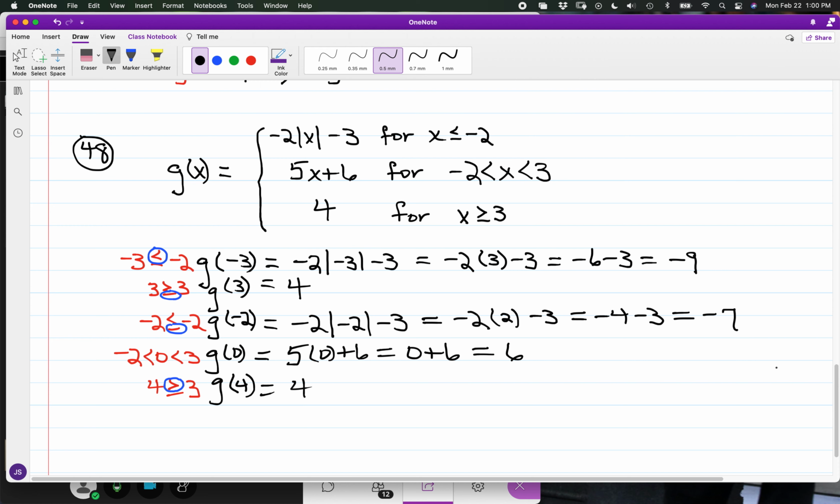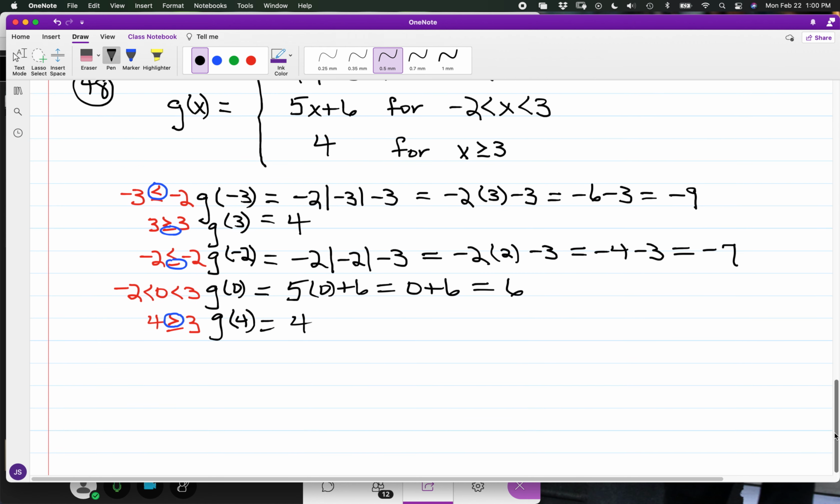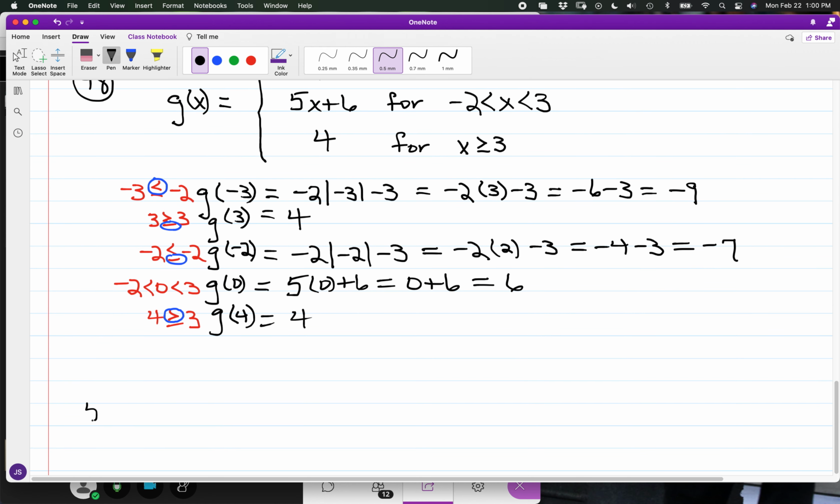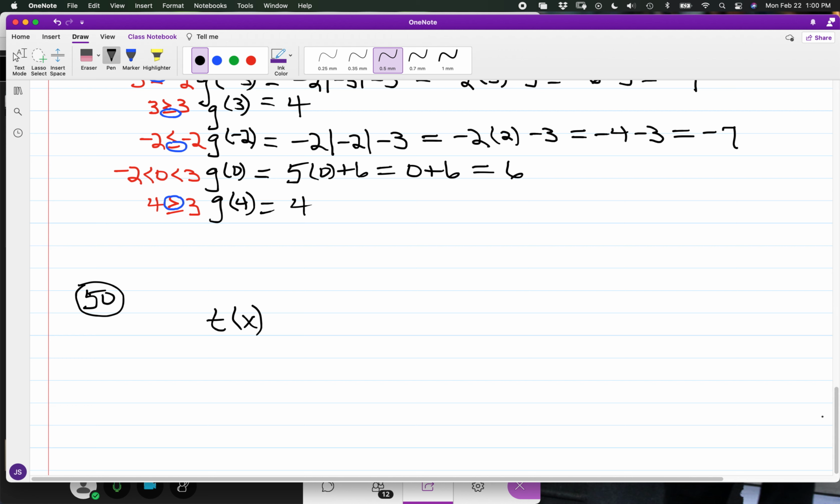Now, for number 50, this time we have another application of the functional notation where y is set to t of x. And among the categories, first of all, I have t of x is equal to x, for those values of x such that 0 is less than x is less than or equal to 1.